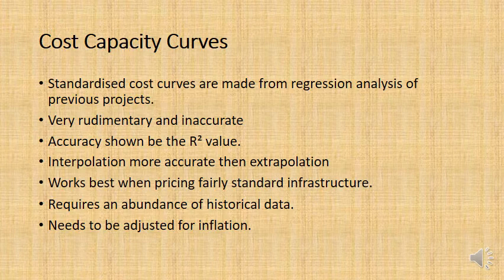And also, one thing you've got to remember is you've got to adjust for inflation. So if your data points, which are used to make the cost capacity curve, have projects that ranged from 1990 to 2005, well, you've got to adjust your project for inflation because things get more expensive as history goes on. And so you've got to remember that adjustment too. So let's have a look at an example here.